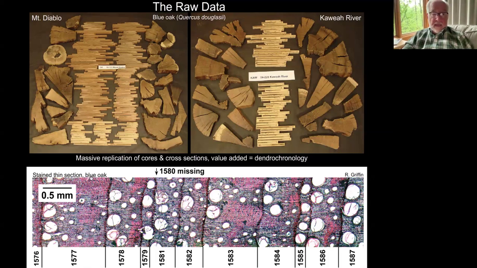And here's a stained thin section of blue oak, Quercus douglasii, showing an enormous ring. Here's an enormous ring, as they're ring porous. 1577, 1578, 1579, 1581. Oop, 1580's missing. It was such a bad year it didn't form a ring at all in that year. That's why you have to do what we call cross dating. But this is what the data look like, the raw data.